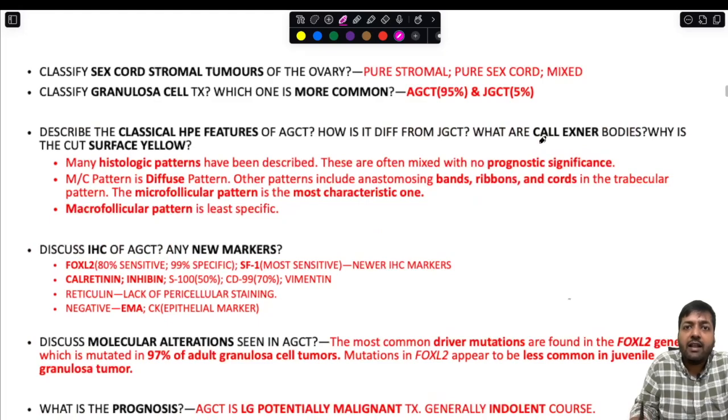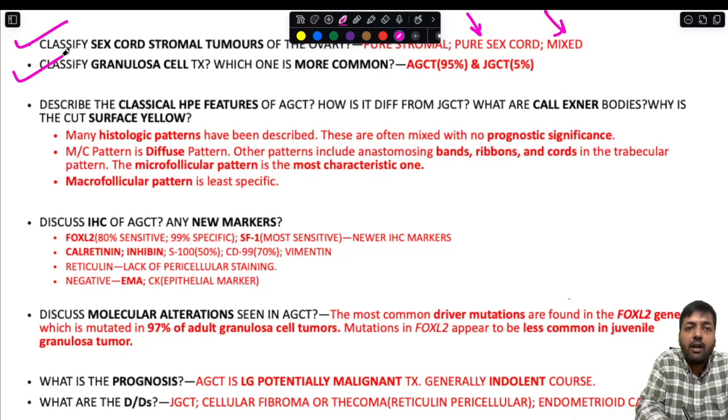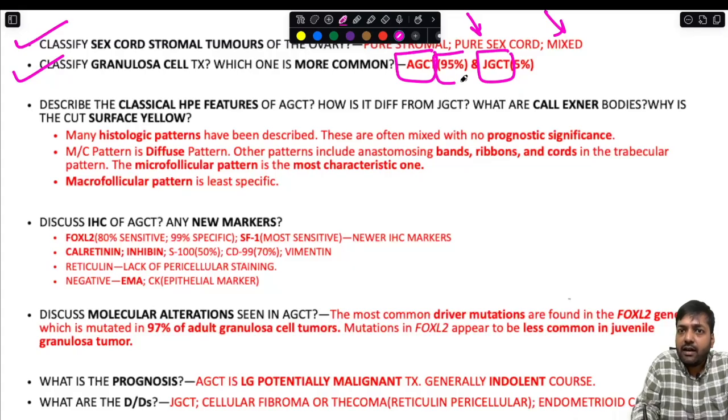So now let us look at the important viva questions. Number 1, classify the sex cord stromal tumors of the ovary. I am not going to the details. The broad headings include pure stromal, pure sex cord and mixed tumors. Classify the granulosa cell tumors. The granulosa cell tumors are of two types: one is the adult granulosa cell tumor and another one is the juvenile variety. The adult variety is more common, comprising 95% of all cases of granulosa cell tumor.